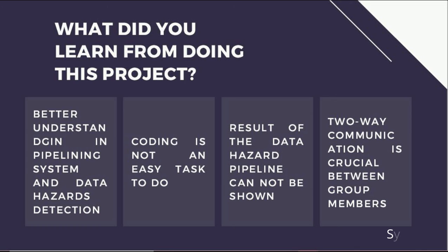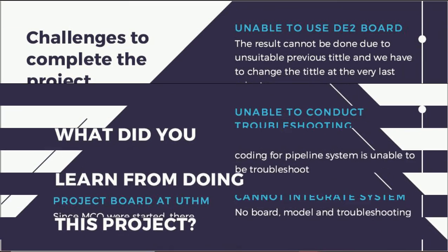From the experiment that we had done, there are some things we learned from it. First is a better understanding of the pipelining system and data hazard detection, theoretically. Next is, doing coding is not an easy task. We need to identify the error and try to correct it. In this project, we can't really identify the error and we can't correct it. So, the data hazard pipeline cannot be simulated in this project. And lastly, communication is very important in order to make this project work, especially when doing things in a group.